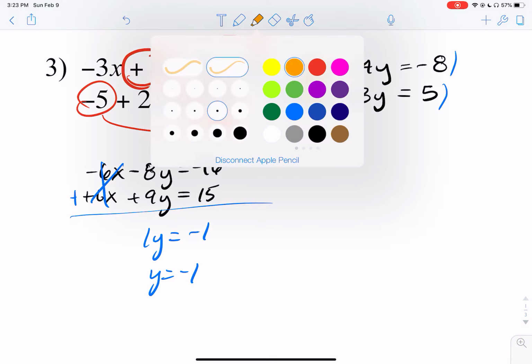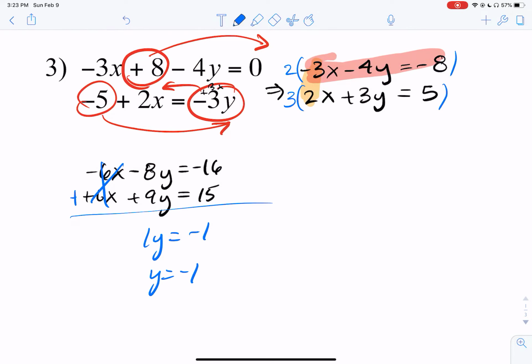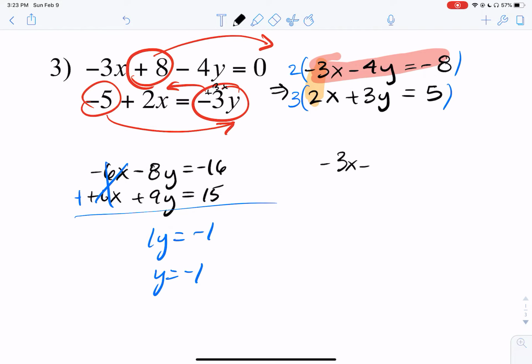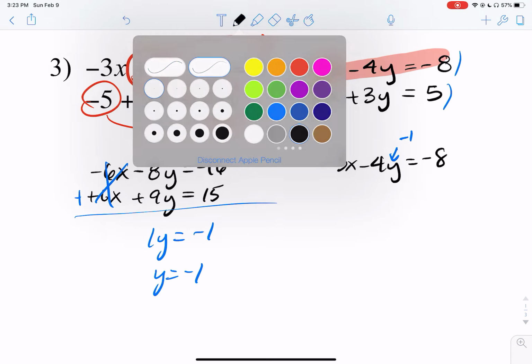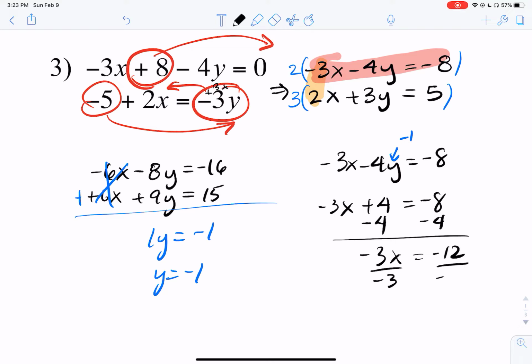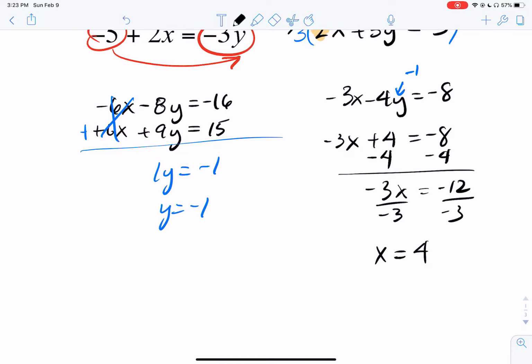So now I'm going to pick again the top equation. Using this top equation right there, we're going to end up with negative 3x minus 4y is equal to negative 8. And we're going to replace the y value with negative 1. So negative 3x positive 4 is equal to negative 8. We'll subtract 4 from both sides, and negative 3x is equal to negative 12. We divide by negative 3, and x is equal to positive 4. So your solution is positive 4, negative 1.